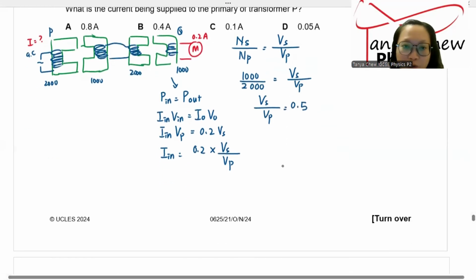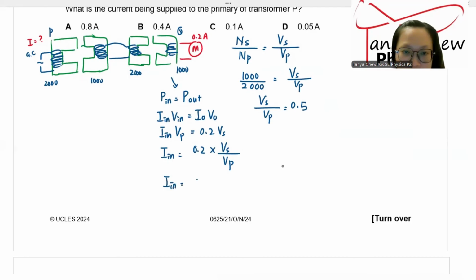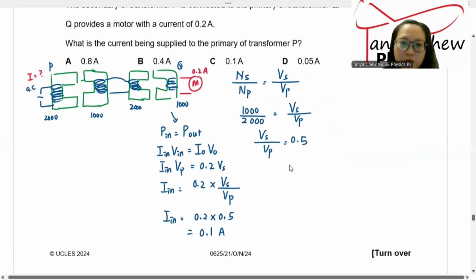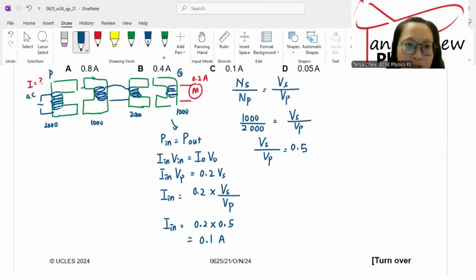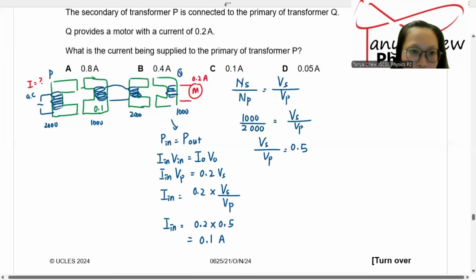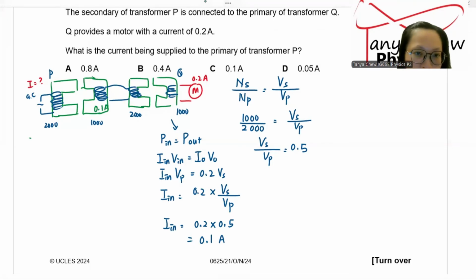So I'm going to use that ratio and sub in here. So I input to Q is 0.2 times 0.5. That gives you 0.1 ampere to Q. So it also means that the I secondary coming out from P is 0.1 ampere. So I'm going to write it down. Okay, so this I is 0.1 ampere. Now let me do my calculation for P.